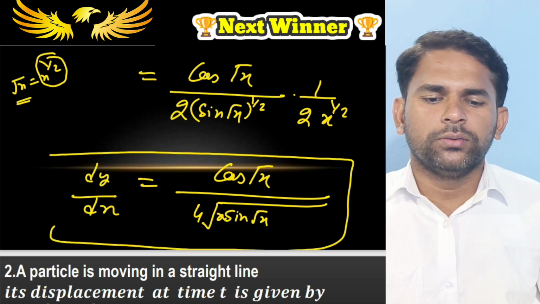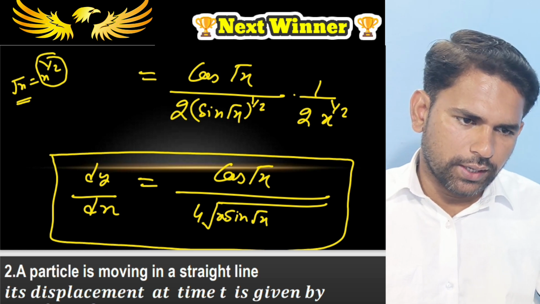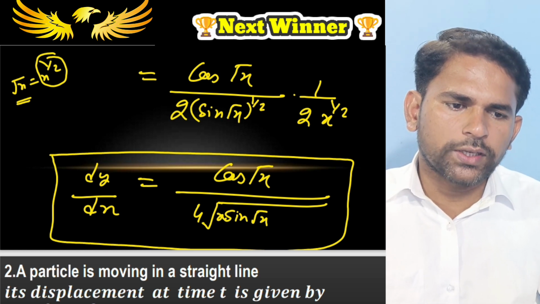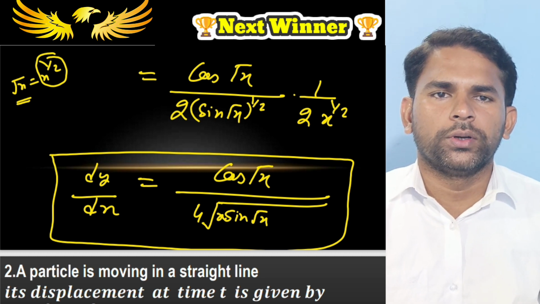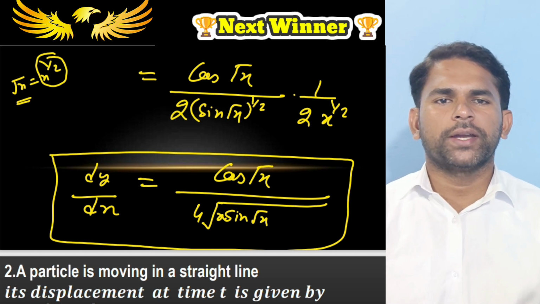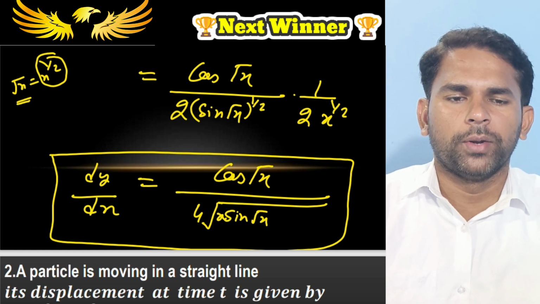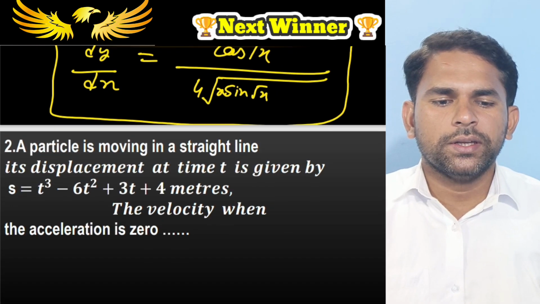How did I write this value? I wrote here x power 1 upon 2 and sine root x power 1 upon 2. So this x will come here and we can apply the complete root. Till here, any doubt? If you have any doubt, you can write in the comment box below. Next question you can see on the screen.